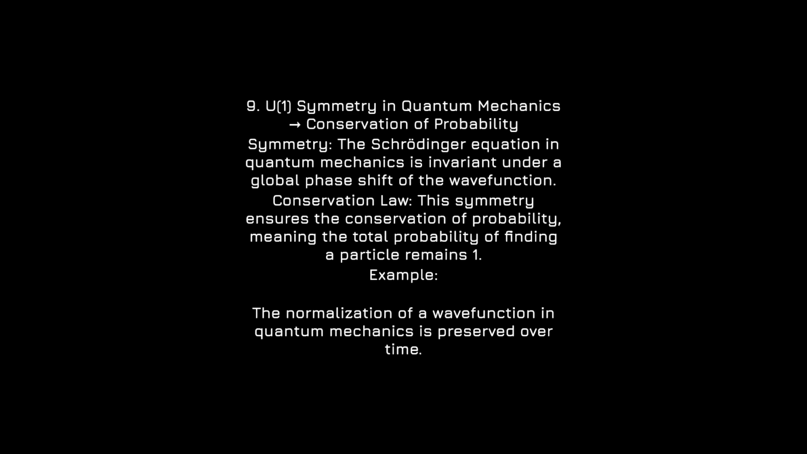9. U(1) symmetry in quantum mechanics: conservation of probability. Symmetry: the Schrödinger equation in quantum mechanics is invariant under a global phase shift of the wave function. Conservation law: this symmetry ensures the conservation of probability, meaning the total probability of finding a particle remains 1. Example: the normalization of a wave function in quantum mechanics is preserved over time.